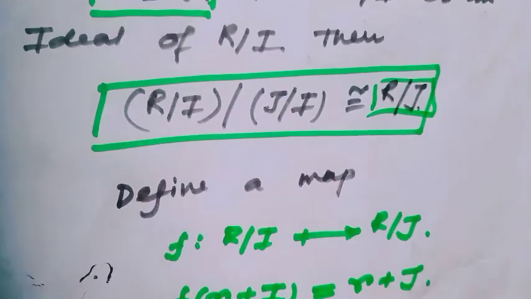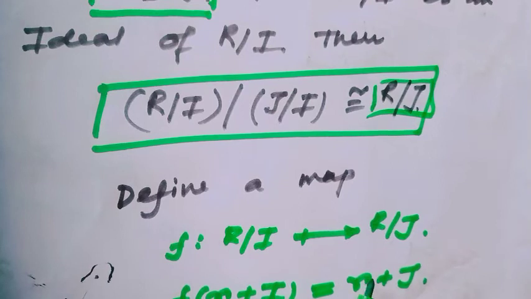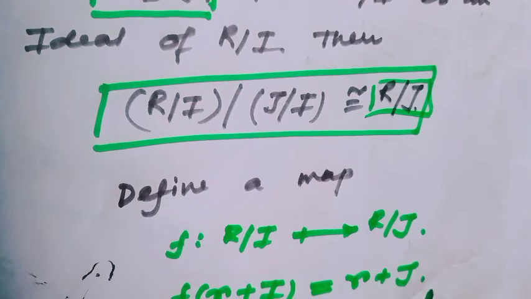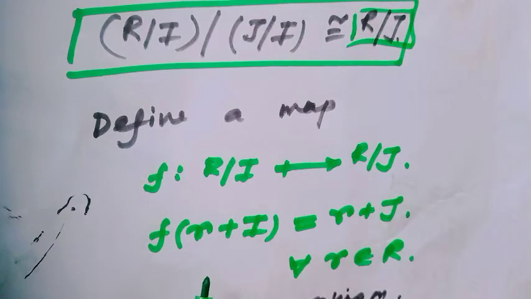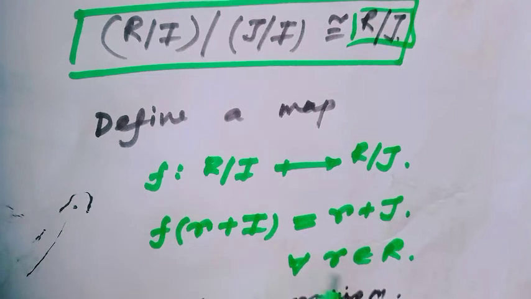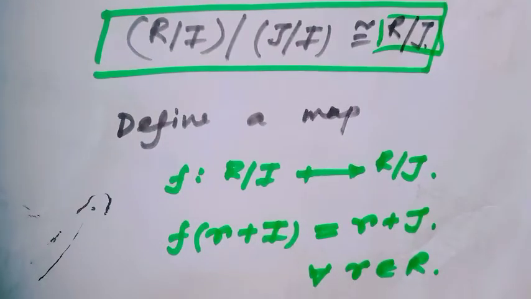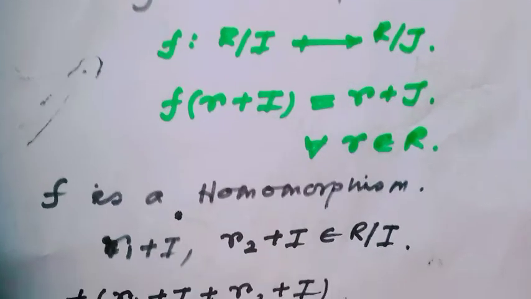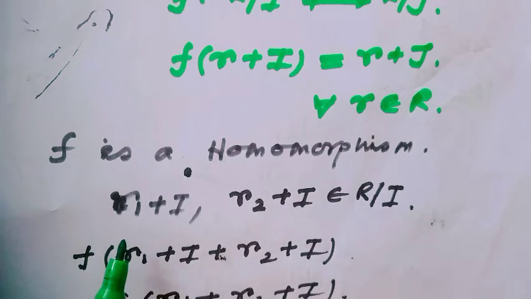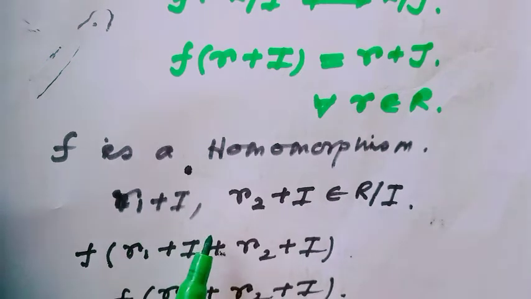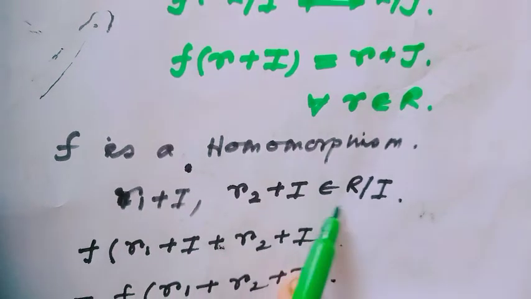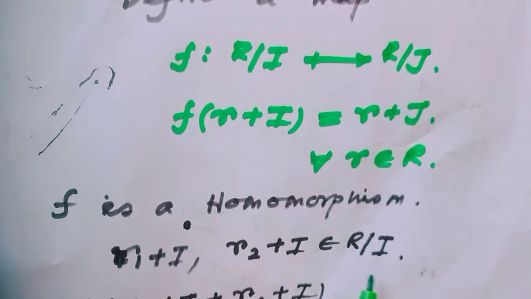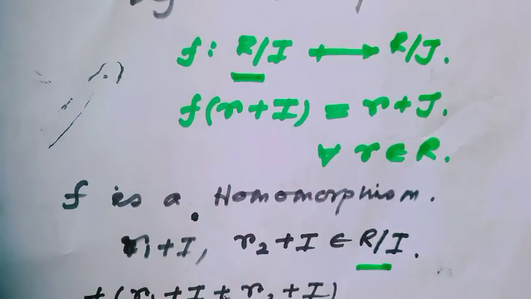Consider a mapping F from R mod I to R mod J, and the defined mapping is F of r plus I equal to r plus J, where all small r belong to the ring R. At first we have to prove it is a group homomorphism, and consider two arbitrary elements r1 plus I and r2 plus I belonging to the ring R mod I. Notice.